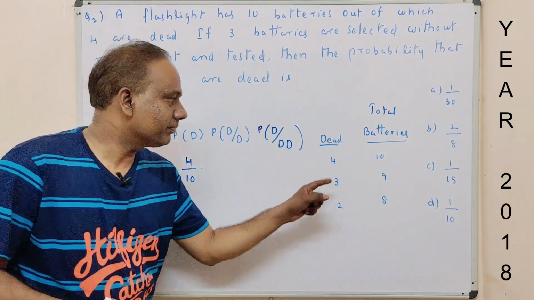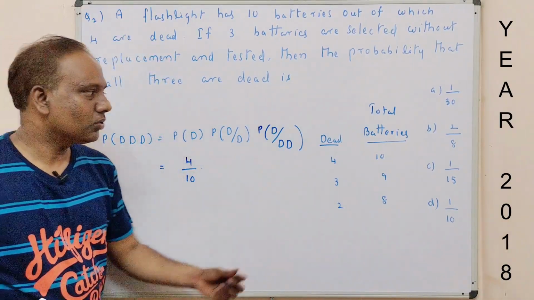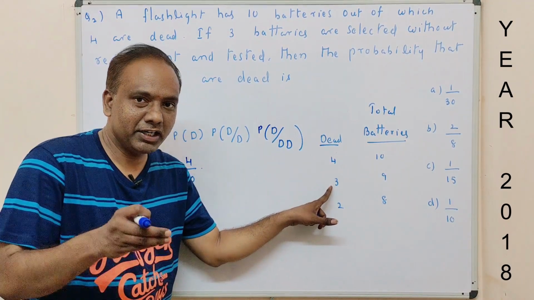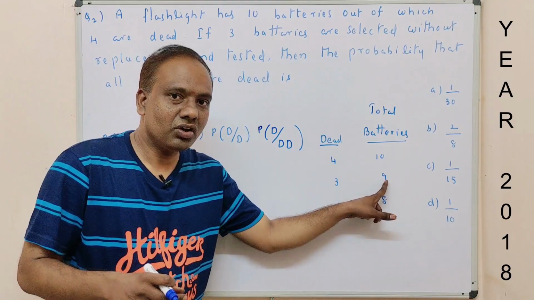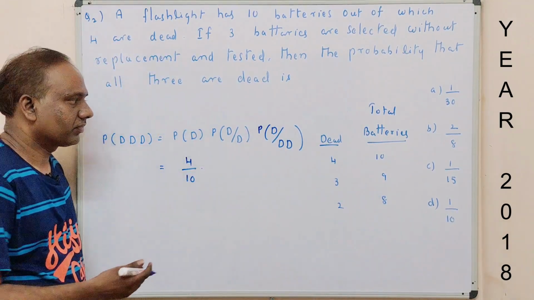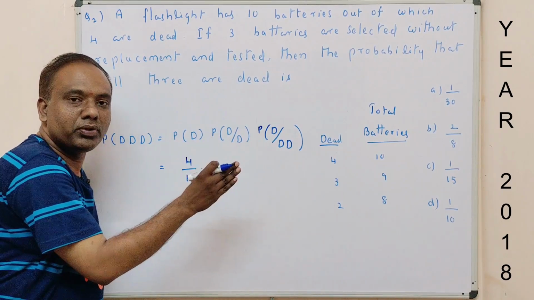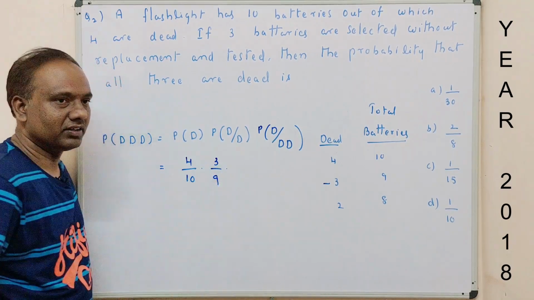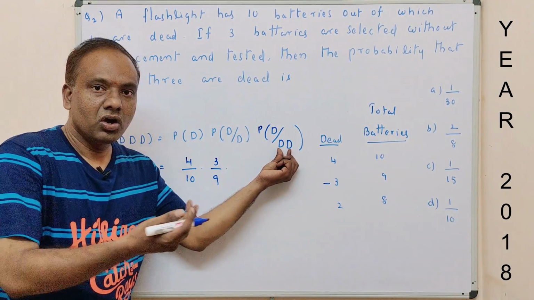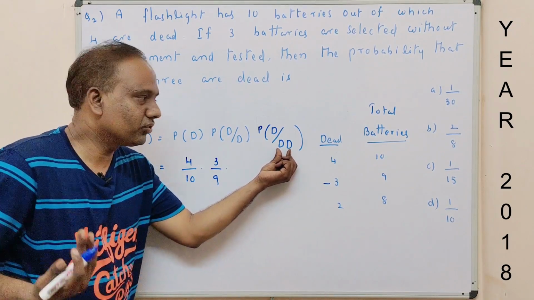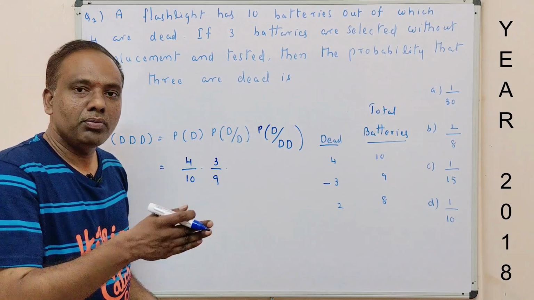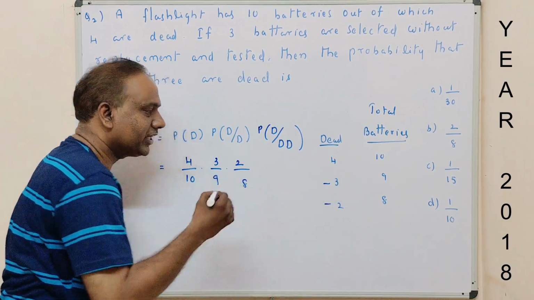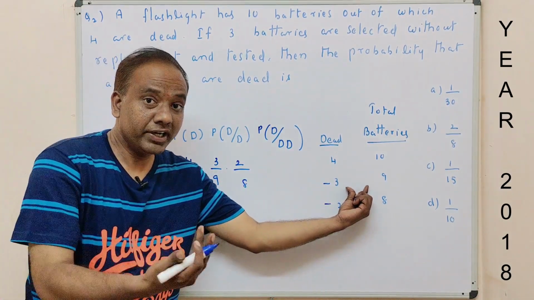Without replacement means one dead battery we have drawn. So the meaning is, one dead battery already drawn, so in the second case the total dead batteries are 3 and total batteries are 9. Now the second time the probability of getting a dead battery is 3 by 9. Now the meaning is already 2 dead batteries are drawn. So the third time the probability of getting a dead battery is 2 by 8. Here the meaning is, one dead battery already withdrawn now.